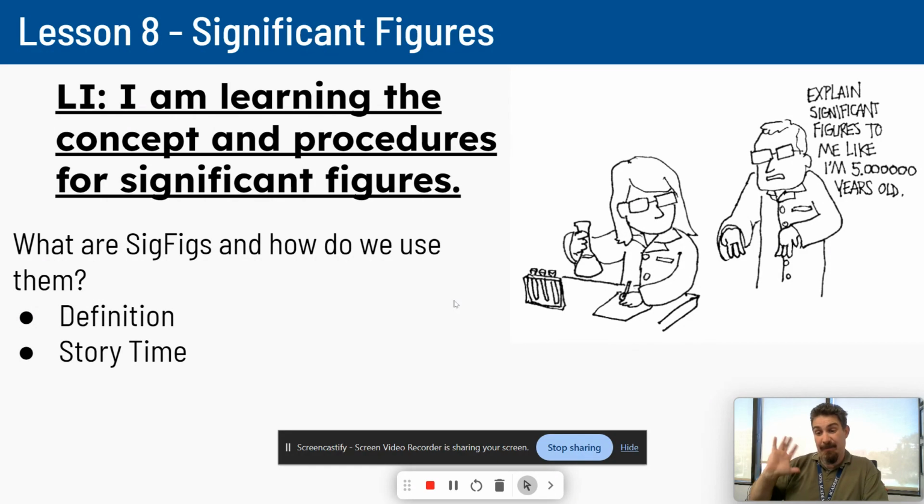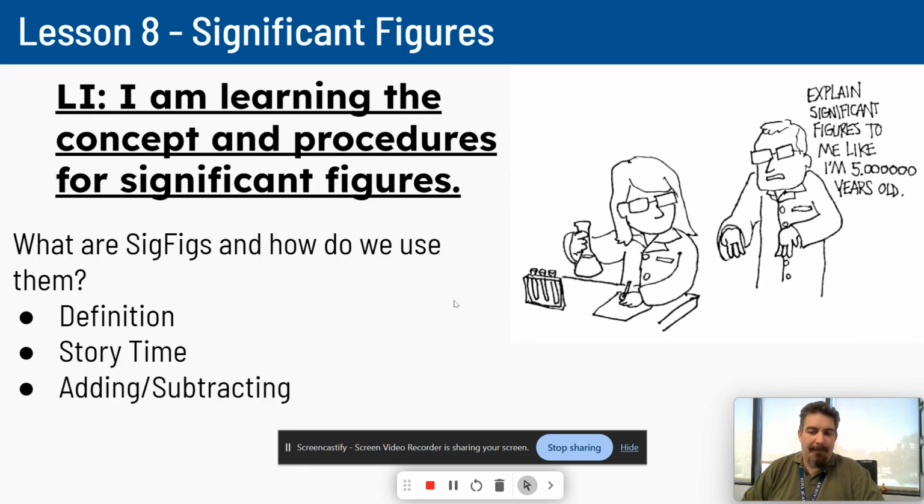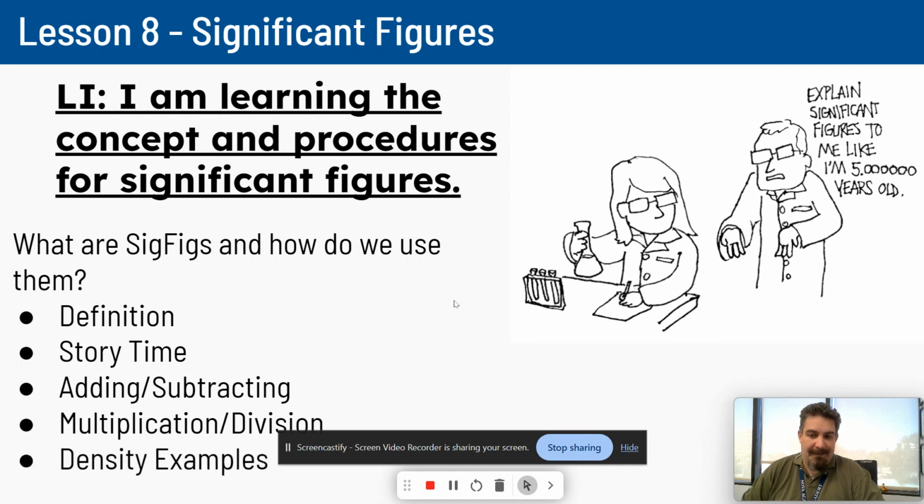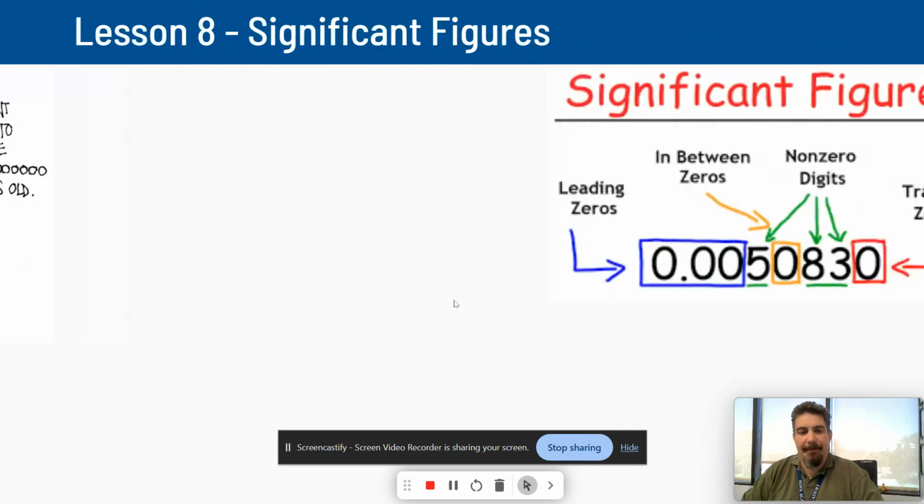We have a little story to help contextualize this because it's kind of a tricky concept. And if we take the time to tell a story, hopefully it helps us remember it because humans love stories. And we're going to practice adding and subtracting with it and multiplying, dividing with it. And we'll apply it to density, which we just learned about.